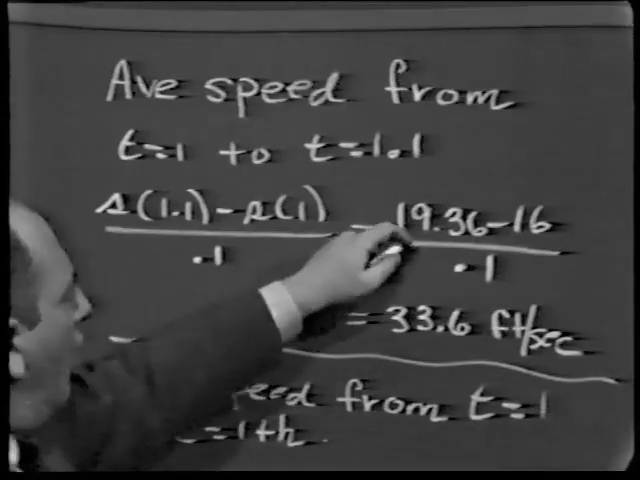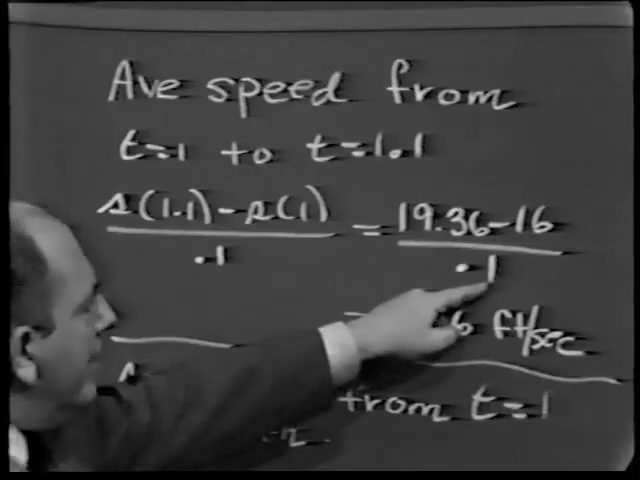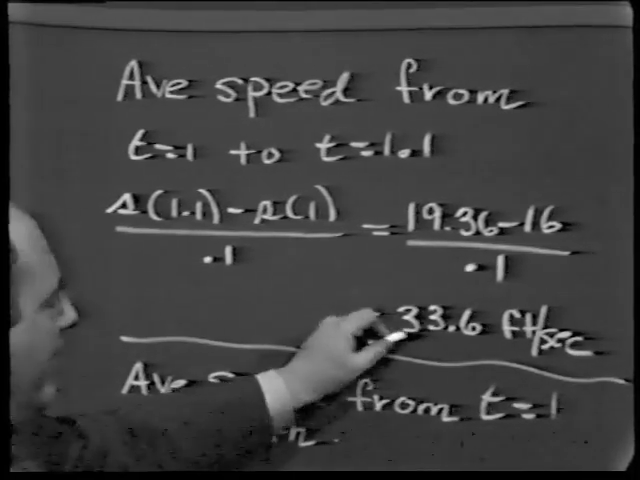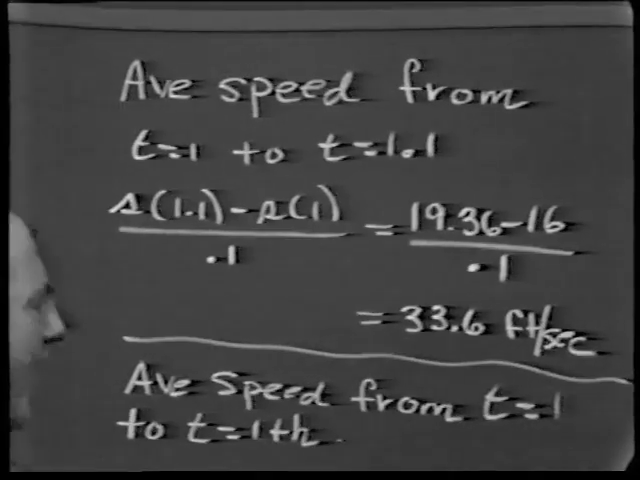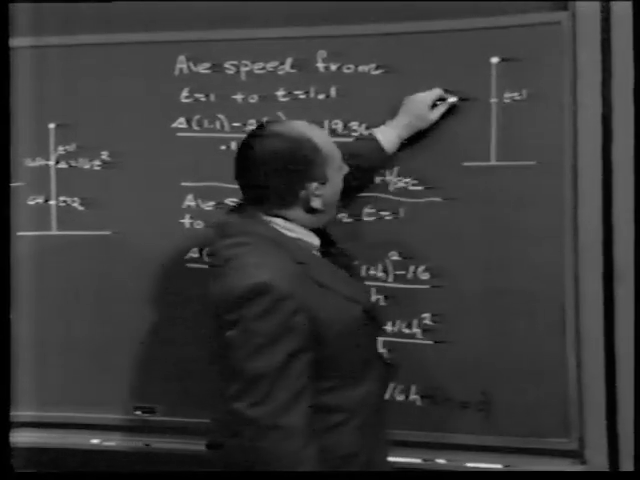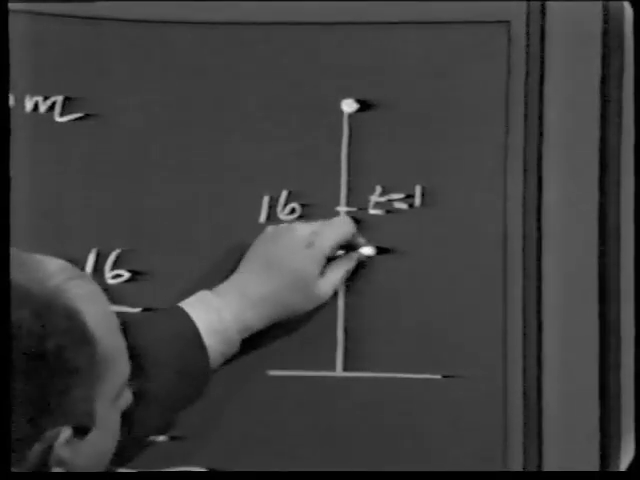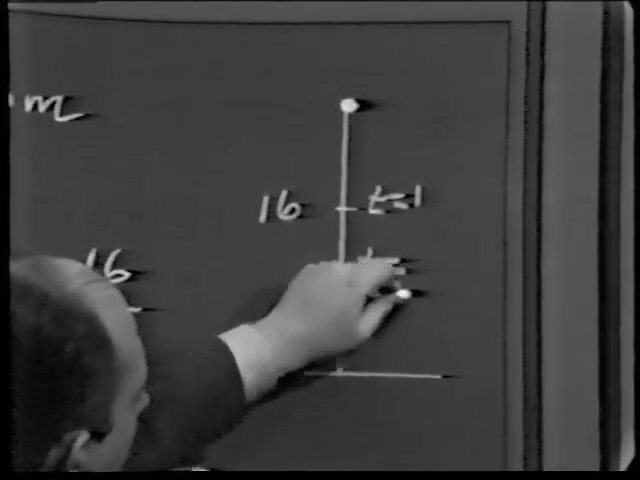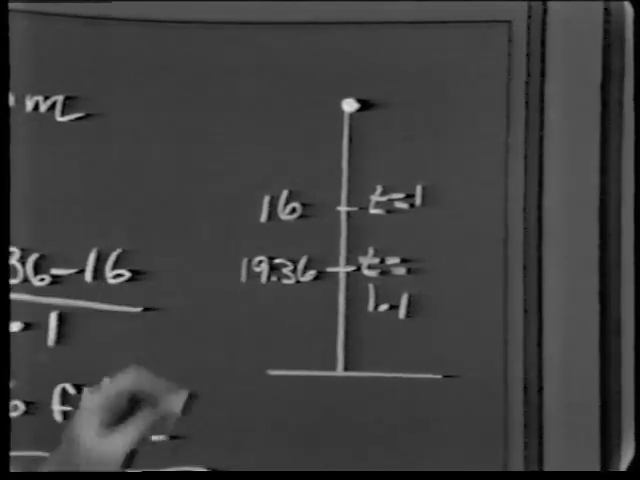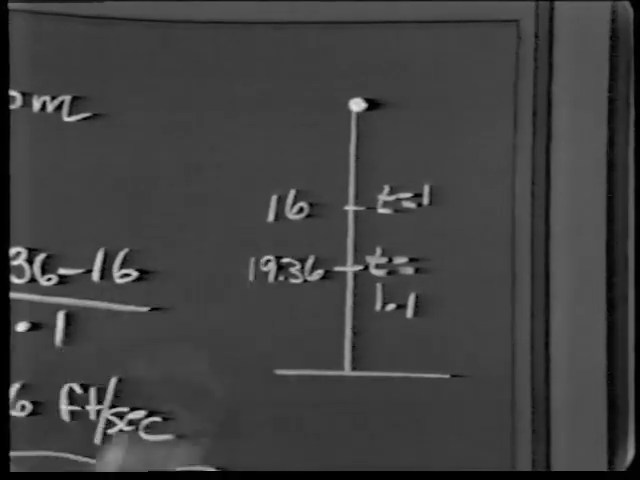We find the total distance traveled during the time interval. We divide by the length of the time interval, and that quotient, by definition, is the average rate of speed. Again, in terms of our diagram, at t equals 1, the object has fallen 16 feet. I'll distort this so that we can see what's happening here. At t equals 1.1, the object has fallen 19.36 feet. And now we compute the average speed from here to here in the usual high school way.